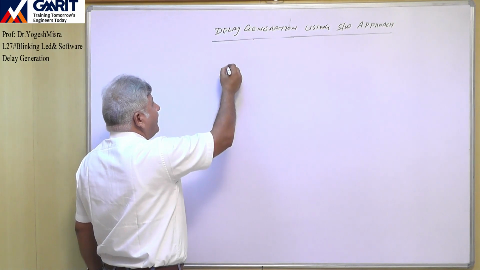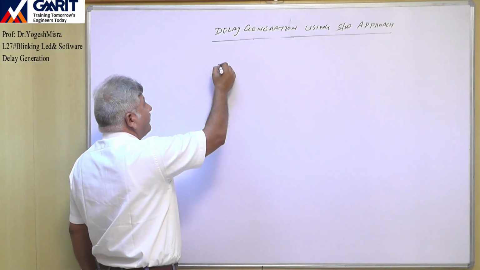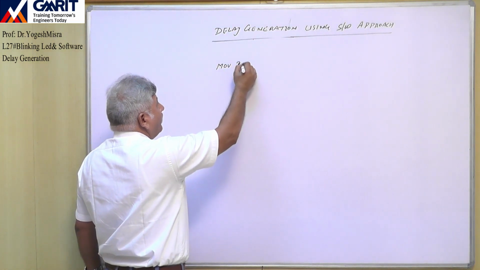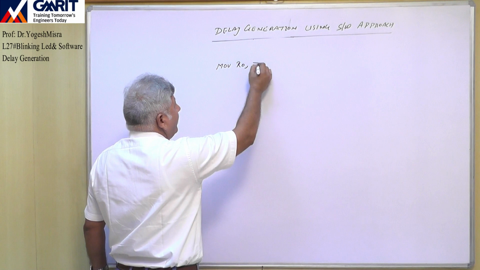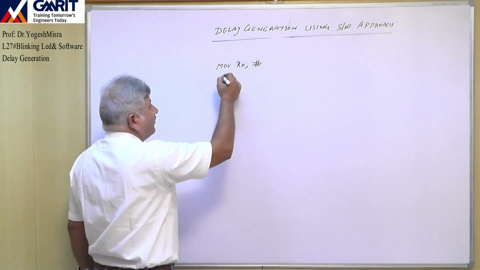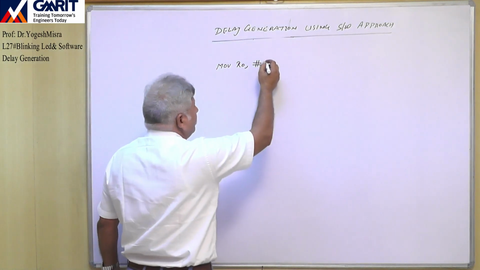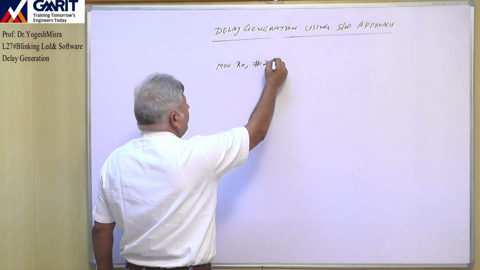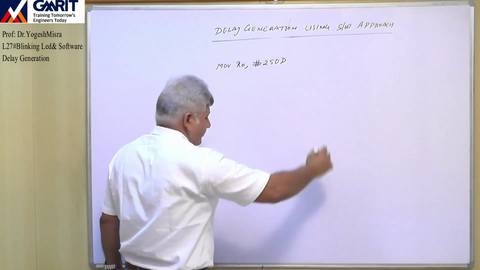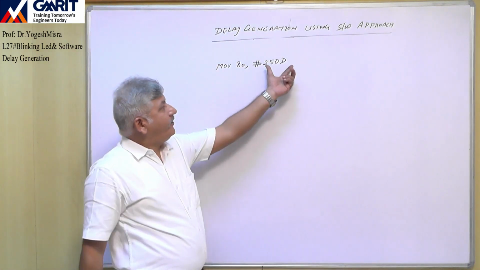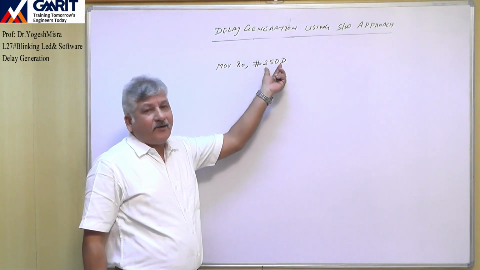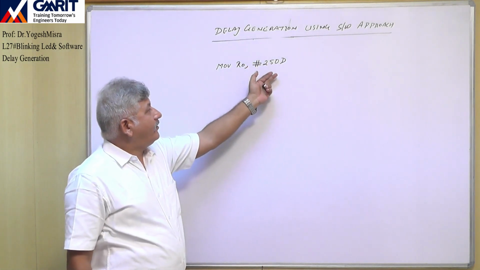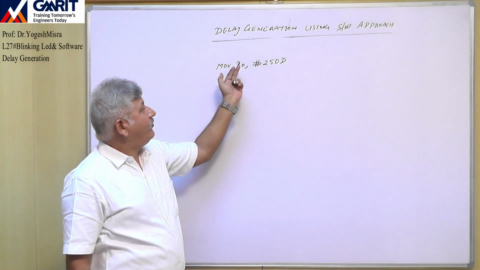Suppose I write one instruction here: MOV R0, comma, and in this R0 register I am loading a value 250. Here I have written D. This indicates that this is a decimal number. So the value 250 we will load in the R0 register.